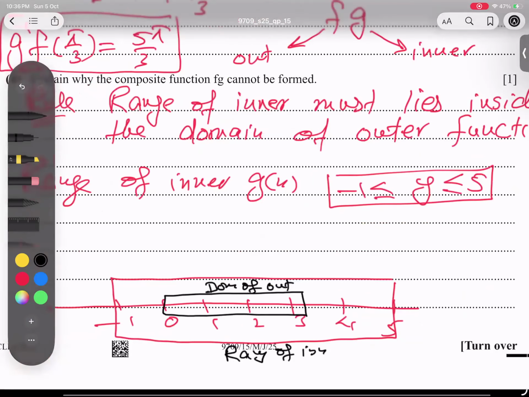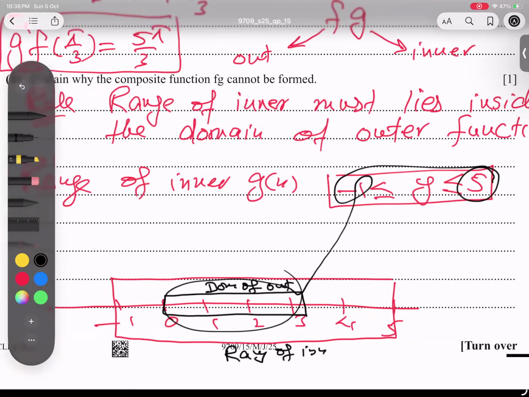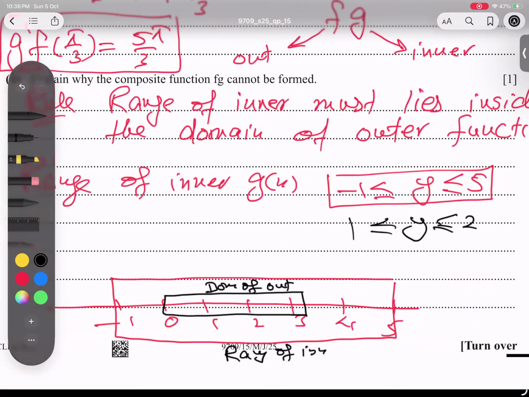Let's assume these two values inside it are 2 and 1. Do all these values lie inside? The answer is yes. Repeat: 1 to 2 lies between 0 and 3.1415. 100% correct. Then the inverse composite function can be formed.